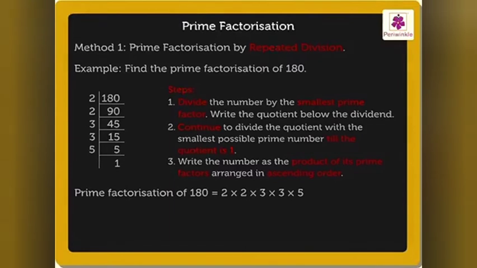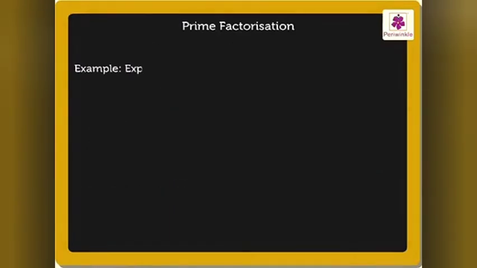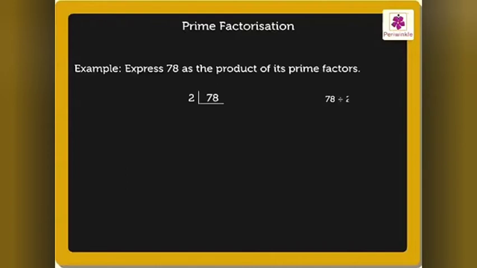Now, let us solve one more example. Express 78 as the product of its prime factors. As 78 is an even number, it is divisible by 2. 78 divided by 2 is 39. Next, as 39 is an odd number, it is not completely divisible by 2. But the next prime number, 3, can divide 39 completely. So, 39 divided by 3 equals 13.